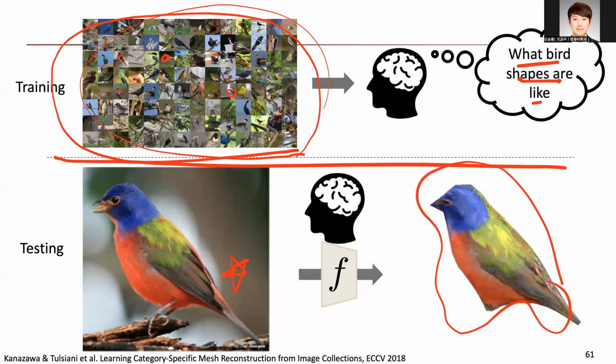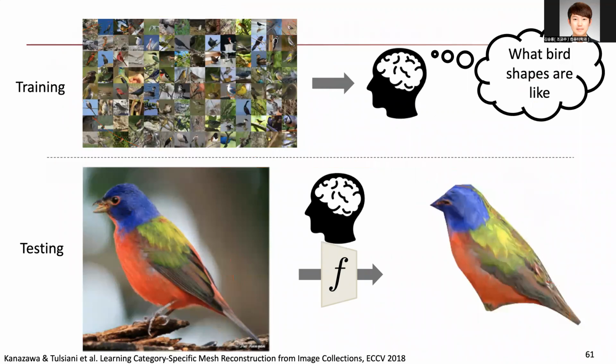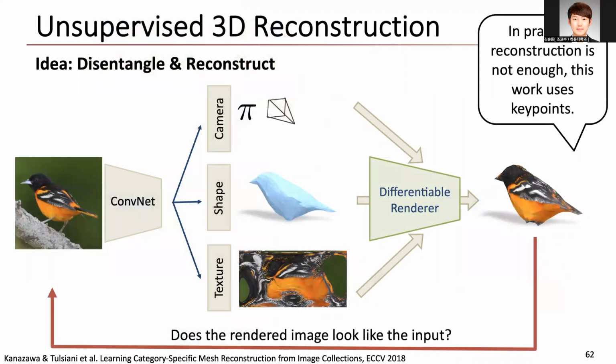So the question is how to extract cues from only a 2D image collection. This is the topic of this paper. Learning category-specific mesh reconstruction from image collections, in ECCV 2018. How can you do that? Unsupervised 3D reconstruction. How can you do that?